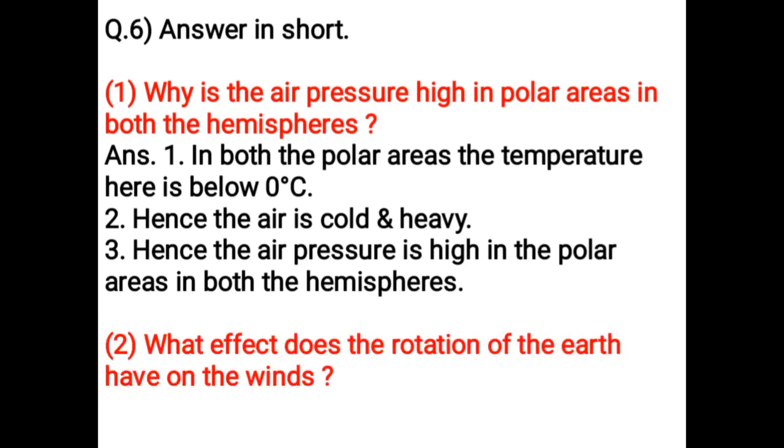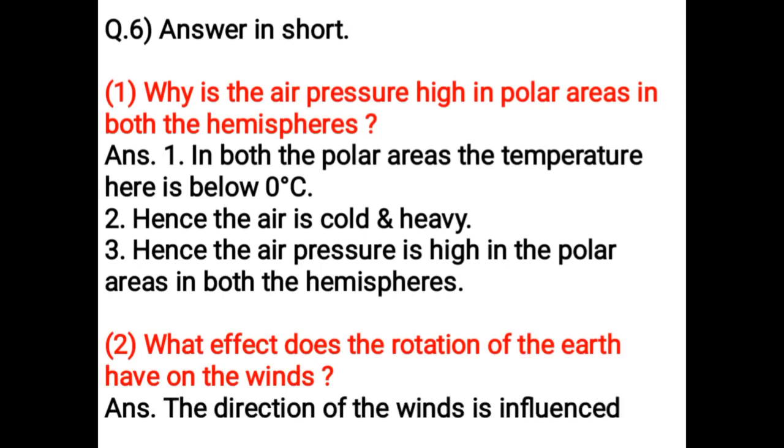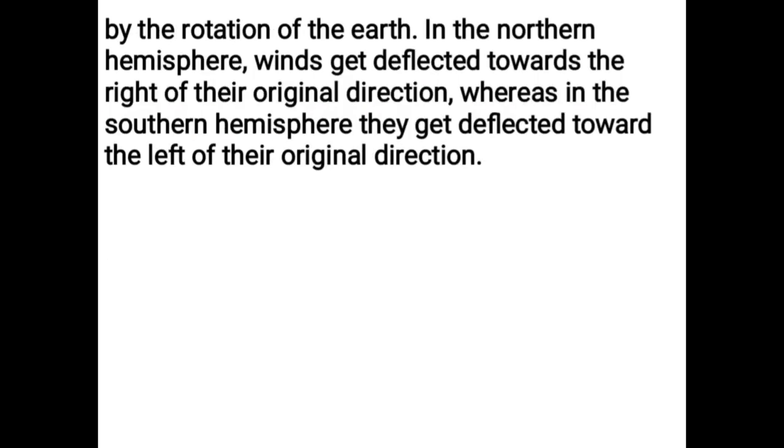What effect does the rotation of the earth have on the winds? The direction of the winds is influenced by the rotation of the earth. In the northern hemisphere, winds get deflected towards the right of the original direction, whereas in the southern hemisphere, they get deflected towards the left of their original direction.